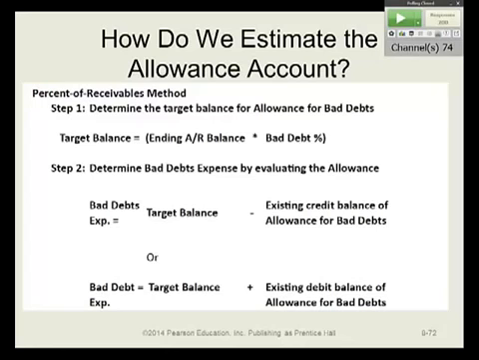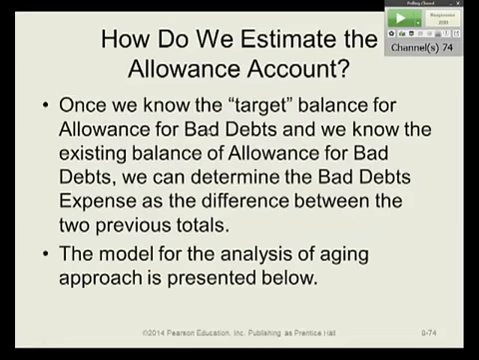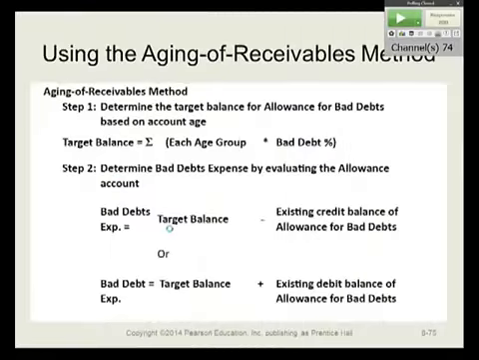Now, one other method I'll show you is very similar, and I'm going to stop right here. You can also do an aging of accounts receivable. The only difference with the aging, and I'm going to start with examples of this on Friday, is that you provide an allowance against each aging group. Let me just show you what this means.